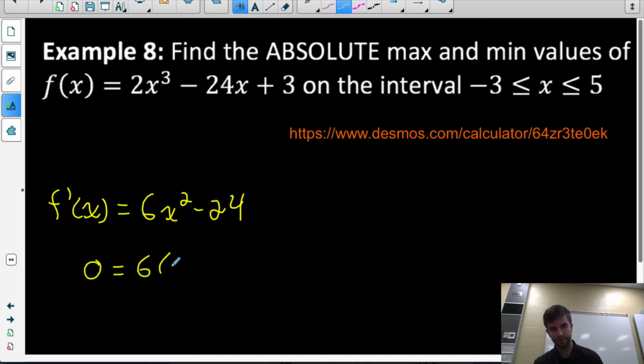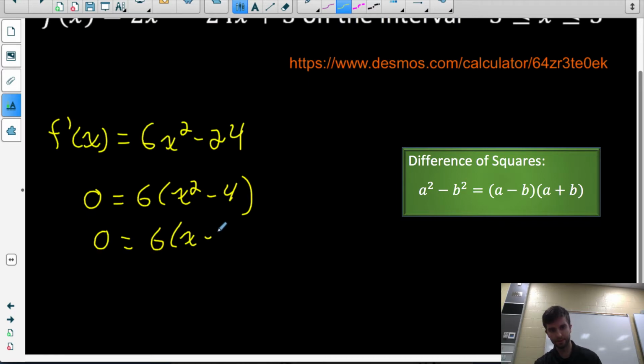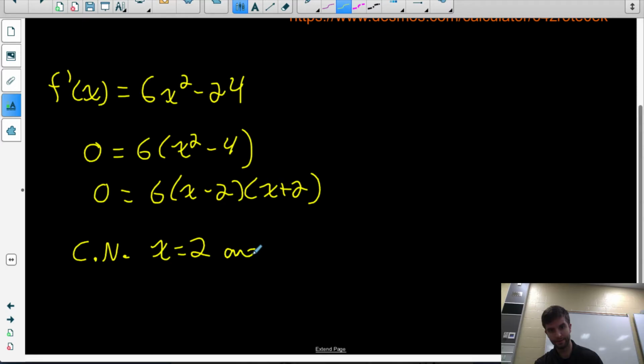And then I'll just solve this by factoring. I have a difference of squares, 6 times x minus 2 times x plus 2. And I see that there are two critical numbers. So my critical numbers are x equals 2 and x equals -2. So those are critical numbers.